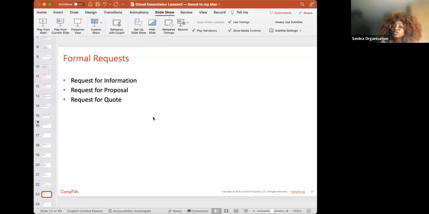The first category is your request for information. The second category is your request for proposal. And the third category is your request for quotes. Your request for information has to do with how organizations gather information. Your request for proposal helps you to solicit proposals. And your request for quotes allows you to obtain pricing details from your cloud vendors.